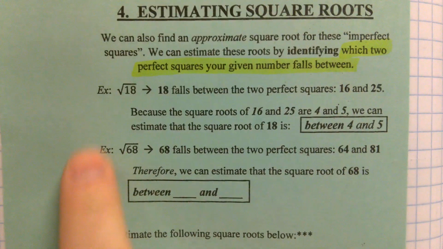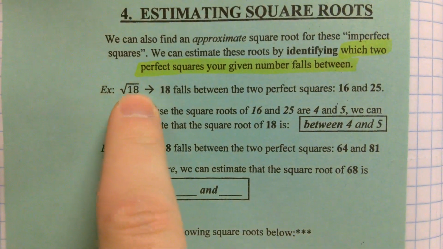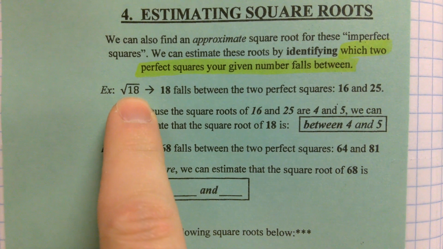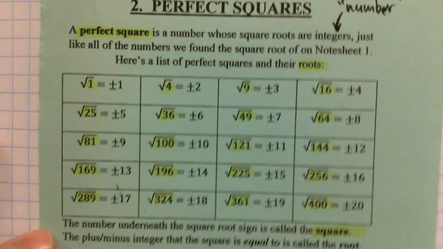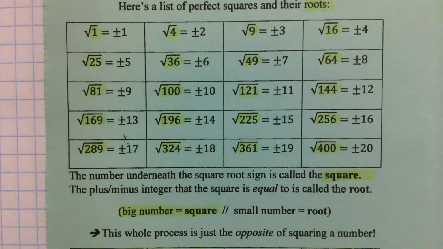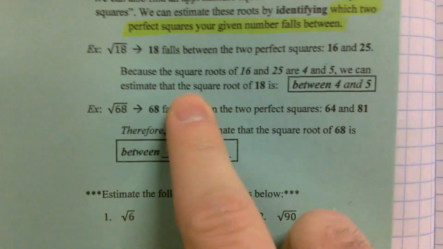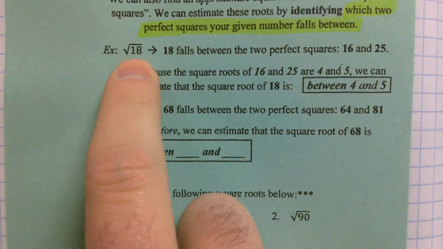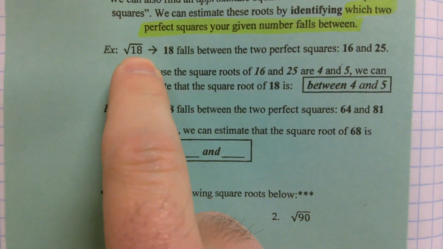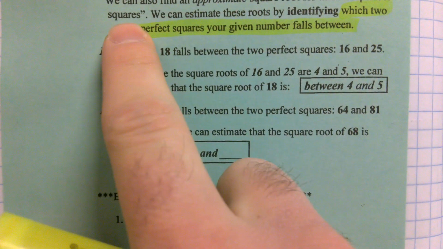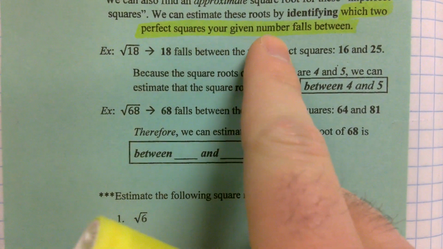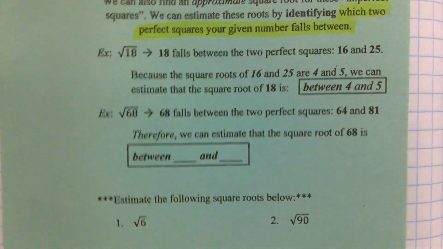If I ask you to find the square root of 18, is 18 a perfect square? Yeah. Well, let's check our chart. Is 18 anywhere on here highlighted? No. So it's not a perfect square. Okay, stay with me, please. 18 is not a perfect square, so we've got to find the two perfect squares that 18 falls between.